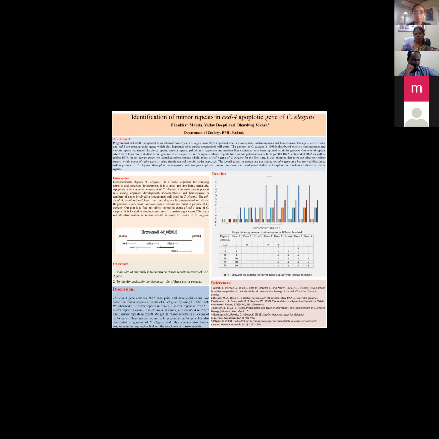Good afternoon, everyone. My name is Mamta, and I'm a research scholar at Baba Mastanath University, Rohtak, Haryana. And my research topic is identification of mirror repeats in CAD4 apoptotic gene of C. elegans. So what is apoptosis? As we know, it is when a cell decides to kill itself, and our aim is to find out mirror repeats in the CAD4 apoptotic gene. The genome size of C. elegans is very small. It consists of various types of genes.